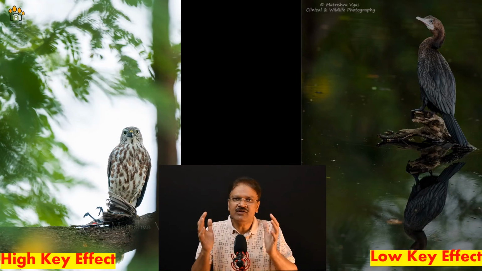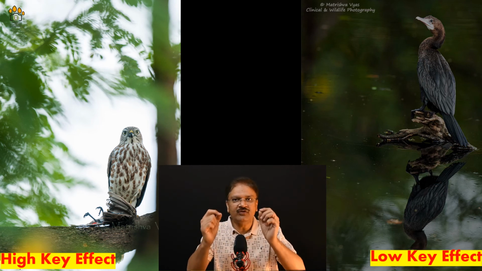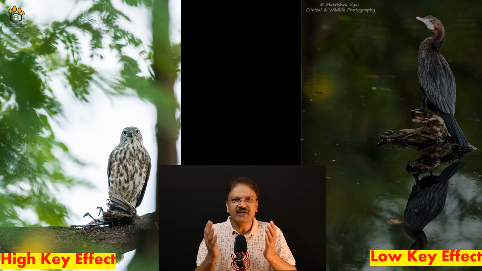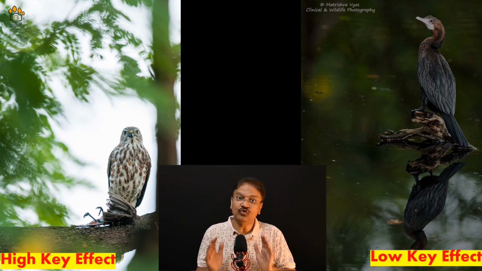And then there are situations in which you deliberately want all the tones in your image to be bright for the so-called high key effect. In such a case, you give a positive compensation. And if you want all the tones in your image to have a shade of dark, then use negative compensation to achieve the so-called low key effect. So depending on your choice, depending on your taste, play with exposure compensation and create artistic images.